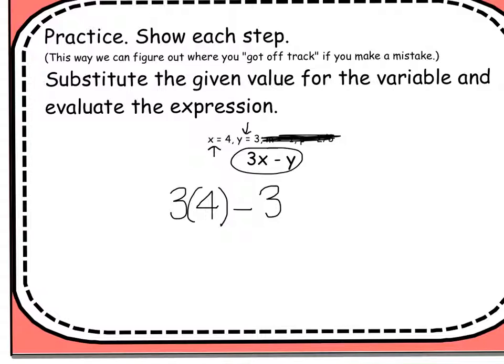And now I've created an expression that we are able to solve. We do multiplication before subtraction. So 3 times 4 gives us 12, minus 3 gives me 9 for my final answer.